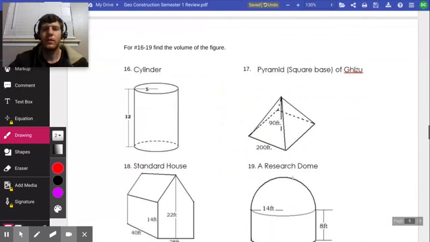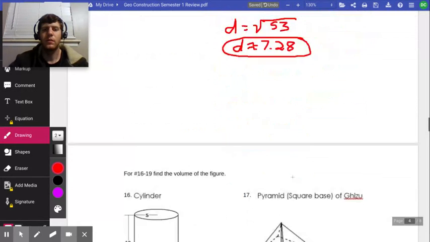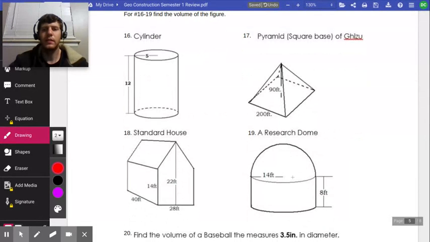All right, 16, 17, 18, and 19 are going to be volume problems. Okay, so the first one is the cylinder. So the volume of a cylinder, right, it's the area of the base times the height, so it's going to be pi r squared h for a cylinder. Volume of a cylinder.